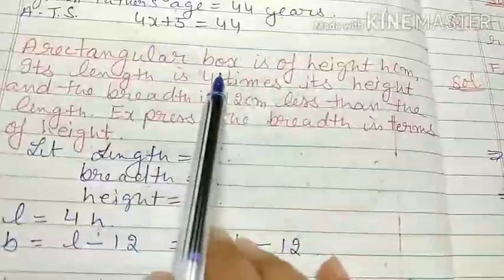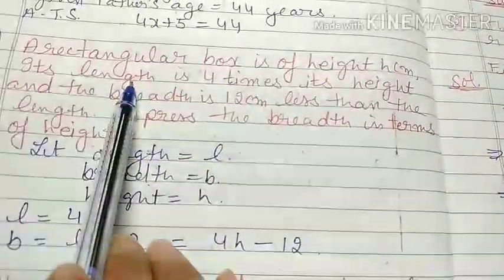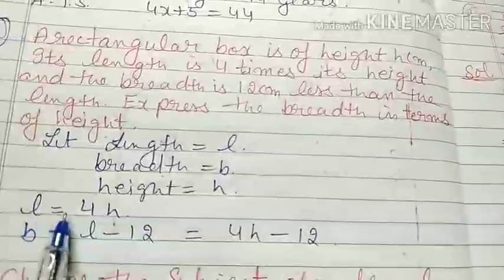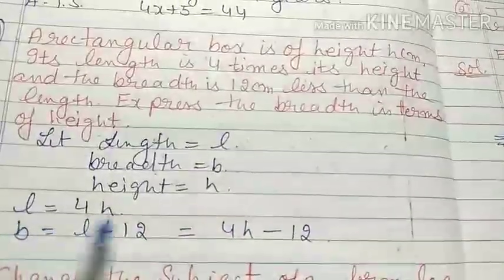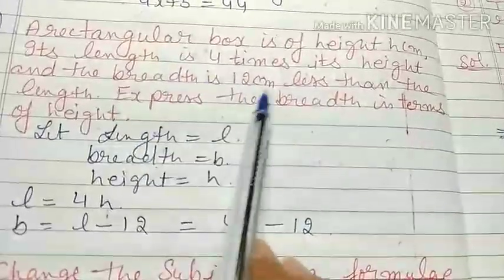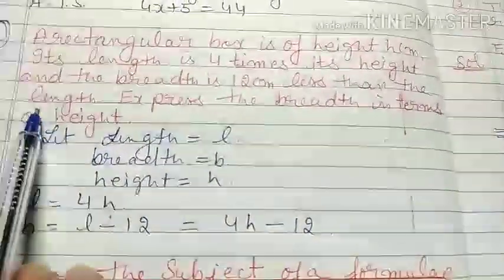So according to the statement, if I write just this line, length is 4 times its height, means length is equal to 4 times height. I just translate the first line, this one. Next is breadth is 12 centimeter less than the length.